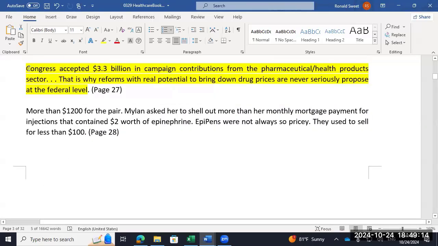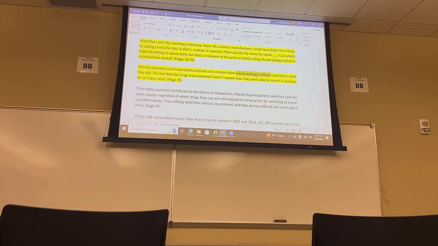Congress, okay, this is something I might put under fraud. Congress accepted $3.3 billion in campaign contributions from farmers. The fact that drugs were patented doesn't explain how they were able to march in lockstep for so many years.